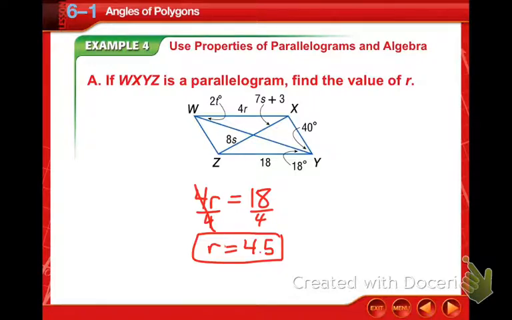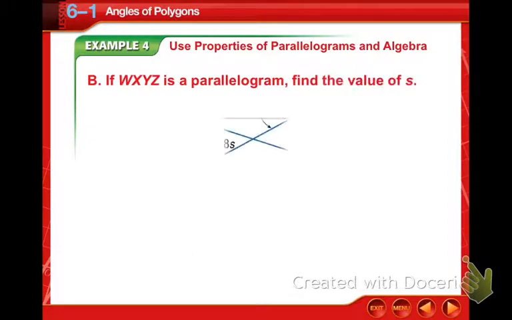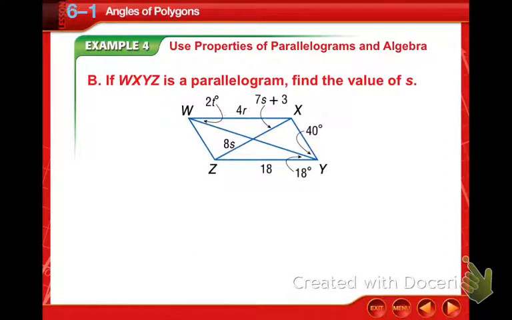Now we're going to find either S or T. I think it's S next. It is S next. All right. So for S, we have that segment from Z to the midpoint, or the middle of that diagonal. And remember, when we have 2 diagonals, they bisect each other, right? So that means that 8S has to be equal to 7S plus 3. There's our equation. Solve for S, right?